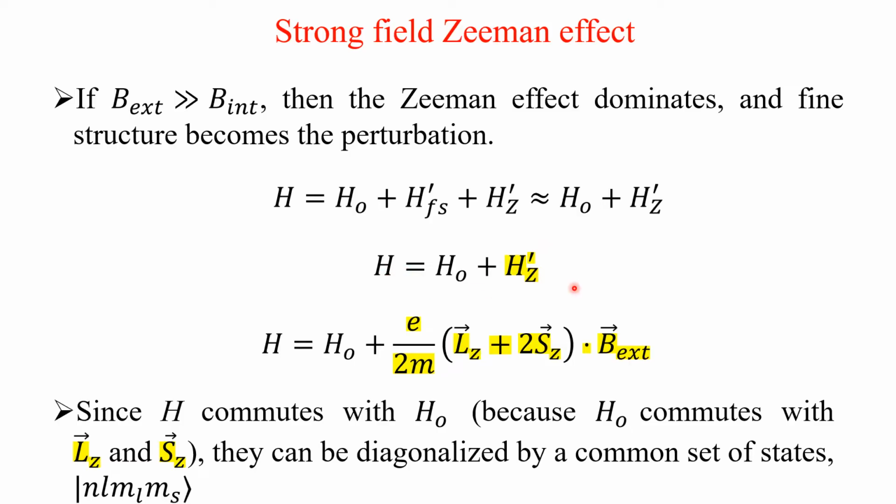So already we have seen the perturbed Hamiltonian due to Zeeman effect is represented as e by 2m into Lz plus 2Sz multiplied with B external, that is the applied magnetic field. Here you remember that since H prime Z commutes with H naught, because H naught commutes with Lz as well as Sz, they can be diagonalized by a common set of states, that is the ket vector |n, l, ml, ms>.